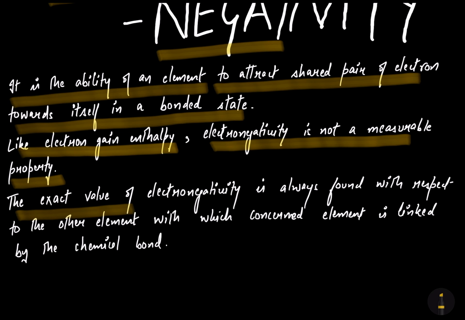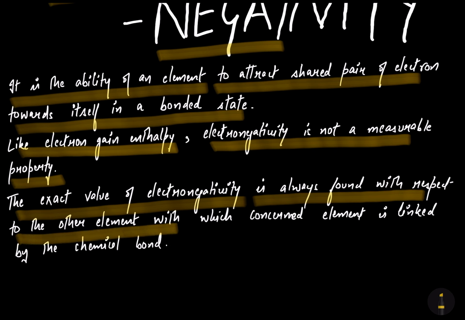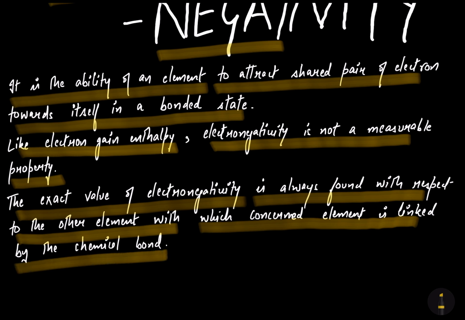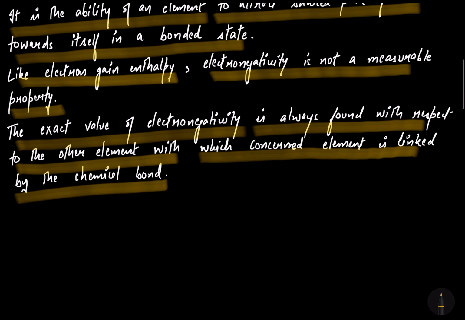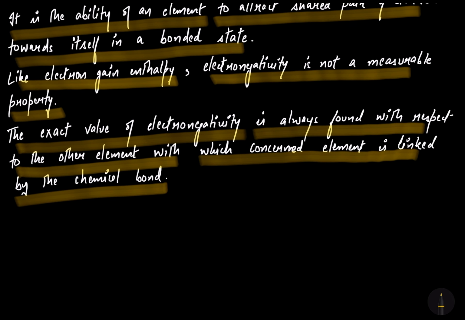The exact value of electronegativity is always found with respect to the other element with which the concerned element is linked by the chemical bond. Let me give you an example. Let's talk about three bonds. I am taking hydrogen bonded with chlorine, carbon bonded with chlorine, and chlorine bonded with another chlorine.